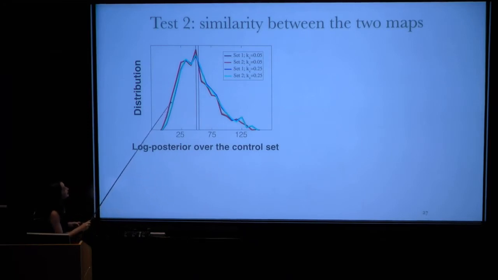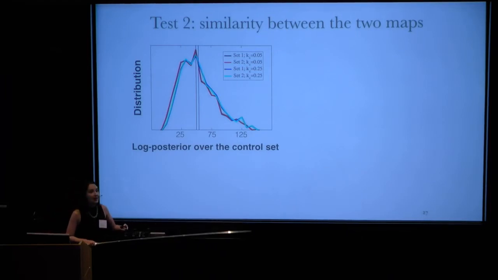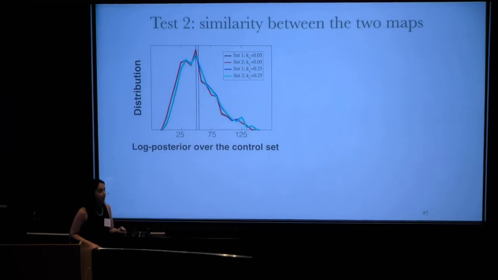So as you can see, the red and the black line are very similar, and the blue and the cyan line are also very similar, which is expected from the refinement algorithm. You expect that when you refine and you have these two sets, that your maps are similar.